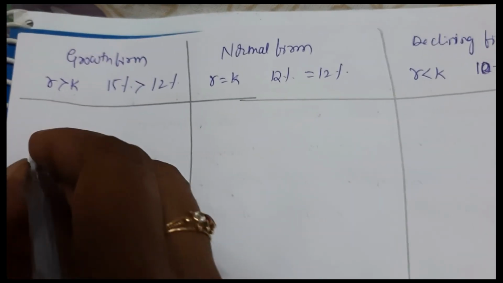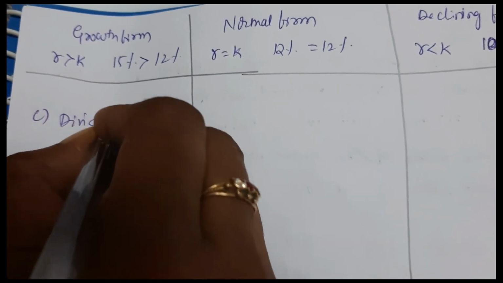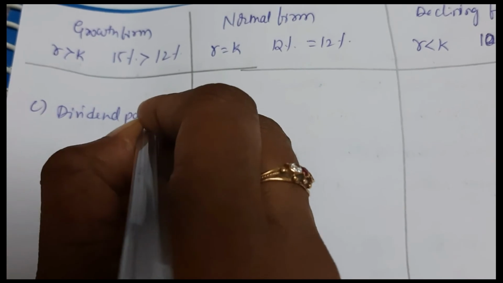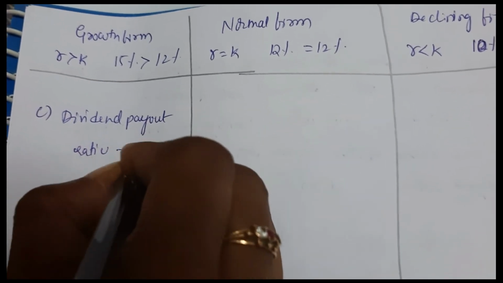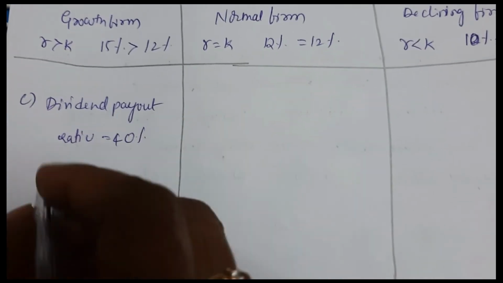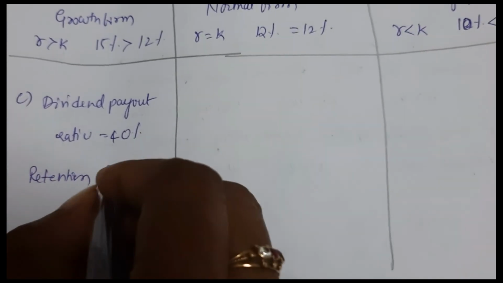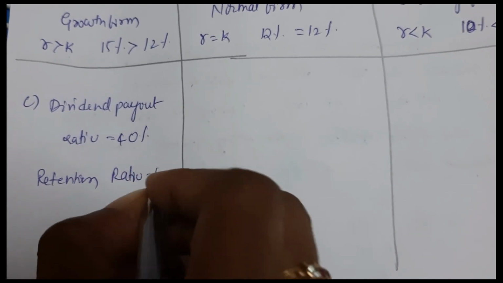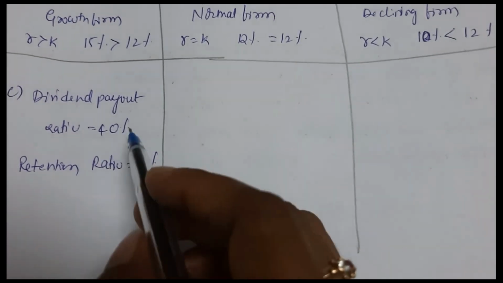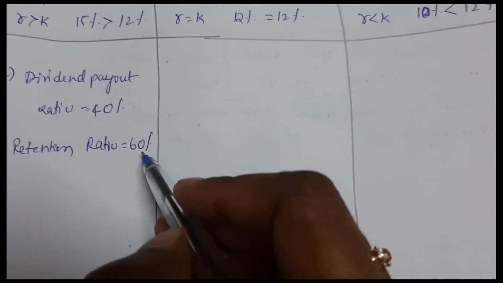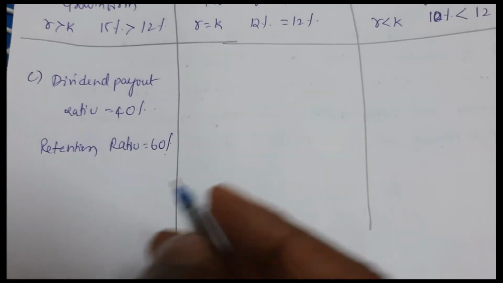Now we will see part C, where dividend payout is 40%. When dividend payout is 40%, it means that the retention ratio is going to be 60%. Out of 100, if 40% is paid, then 60% will be left over with the company. So that is the retention ratio, 60%.